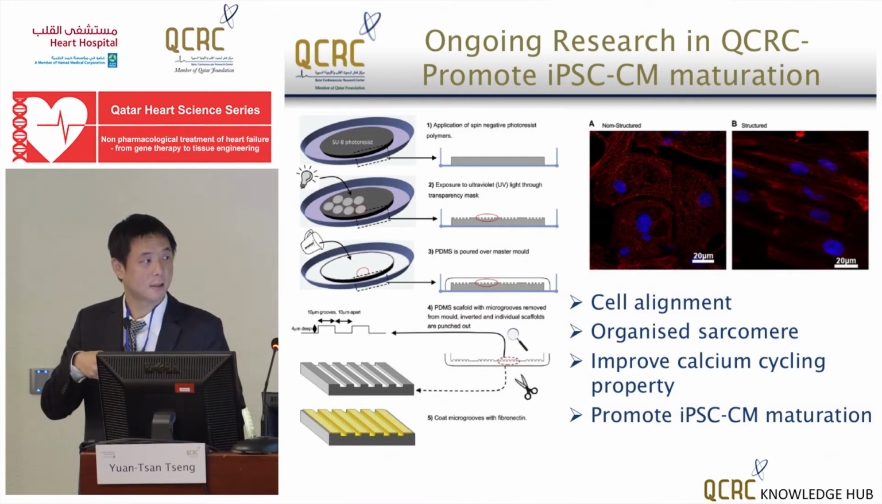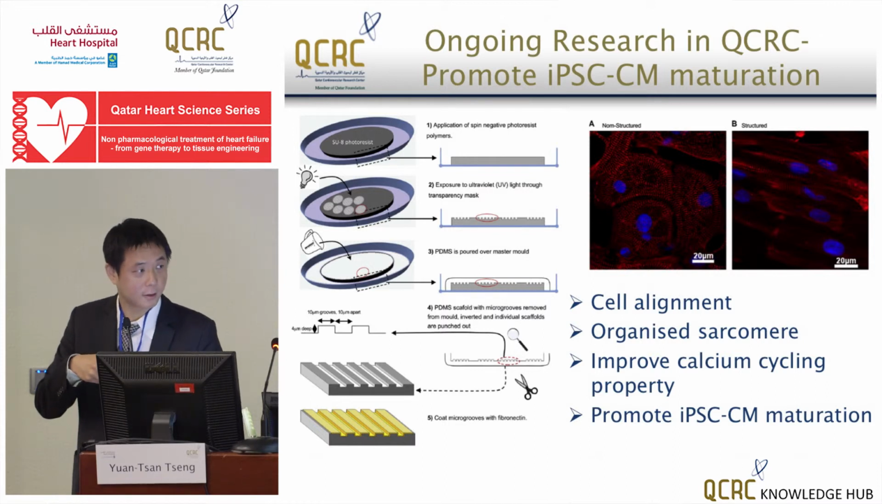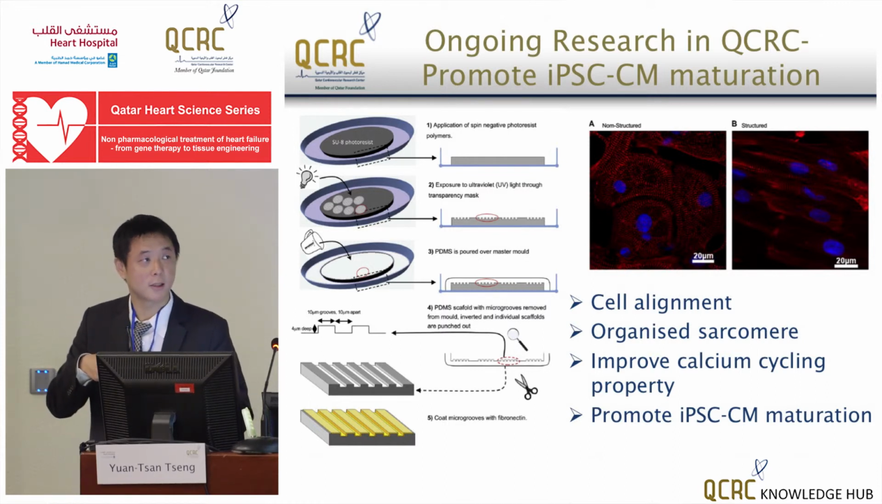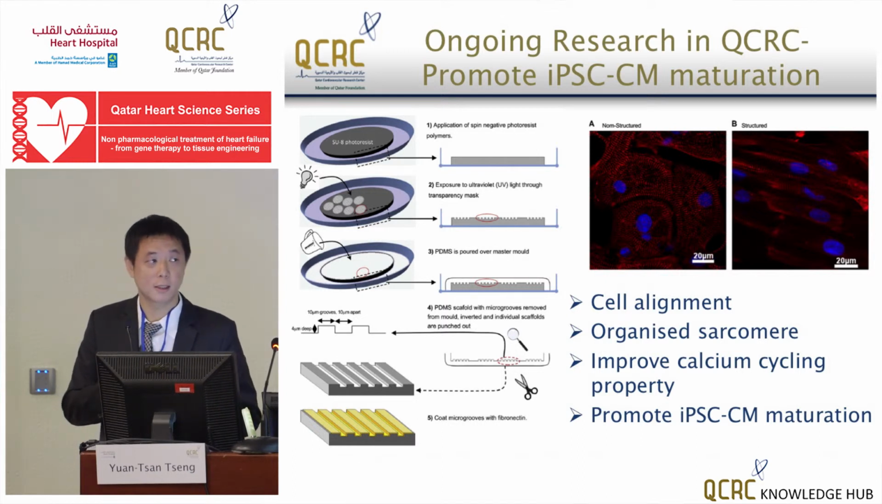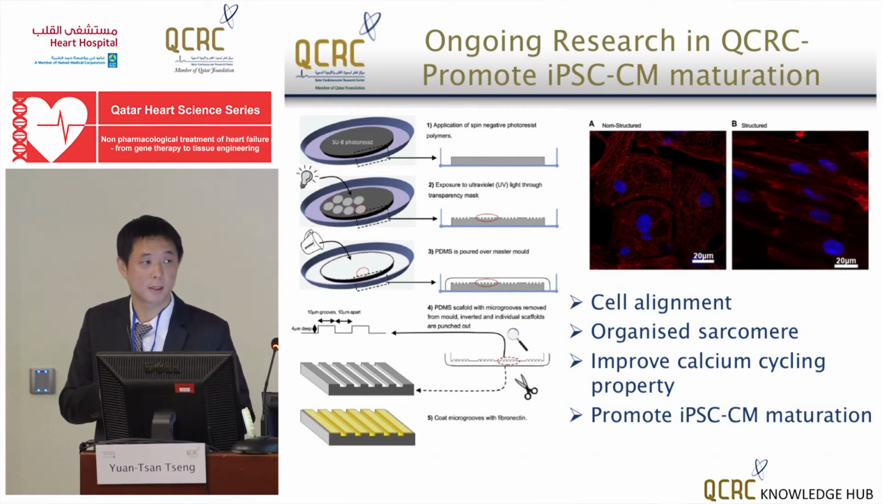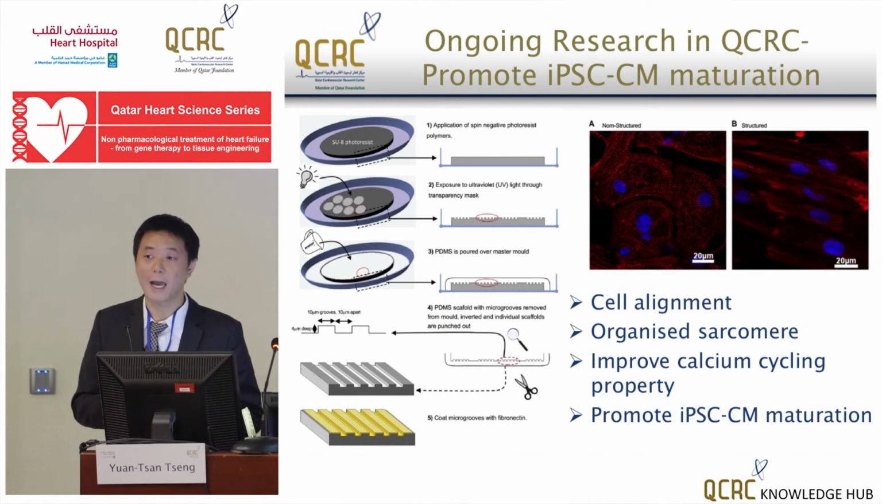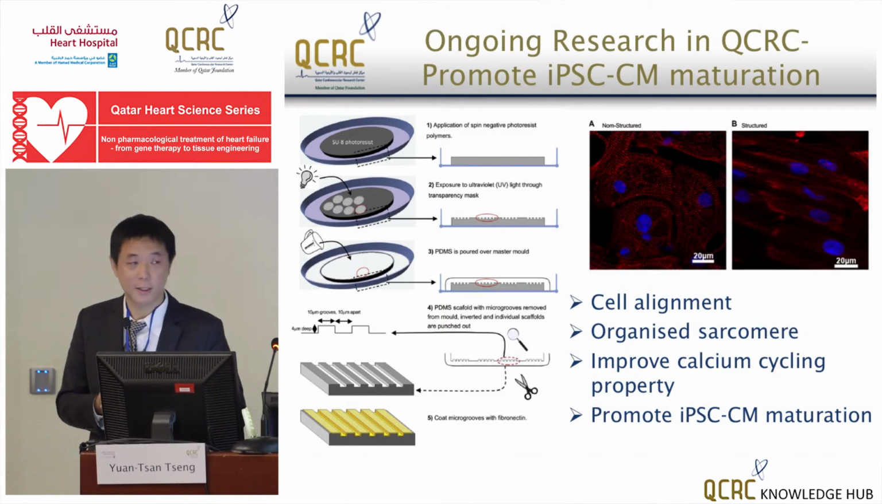Sorry, I forgot to say, we then coat with fibronectin to allow cell adhesion. This allows the cells to adhere to the groove and align with the groove. So by providing alignment facilities, we promote the immature cardiomyocytes to show cell alignment, organized sarcomeres, and even improved calcium signaling properties. So through physical cues, we can promote iPSC cardiomyocyte maturation.